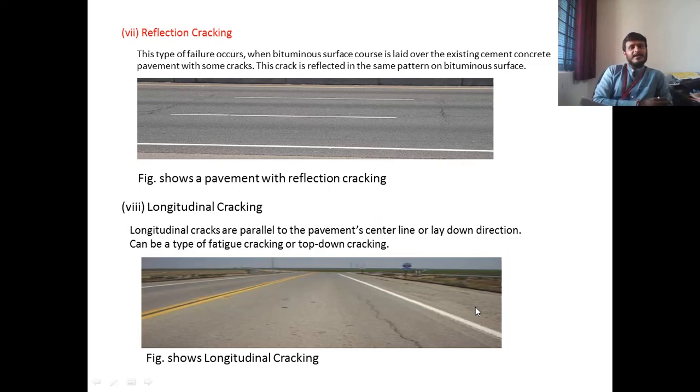So if you are going to lay an overlay, and that concrete pavement consists of cracks, then when you overlay a bituminous layer on that, over a period of time, due to the excessive loads, the cracks present on the bottom layer, that is the existing concrete road, are likely to reflect on the new bituminous layer. So this is called reflection cracking.